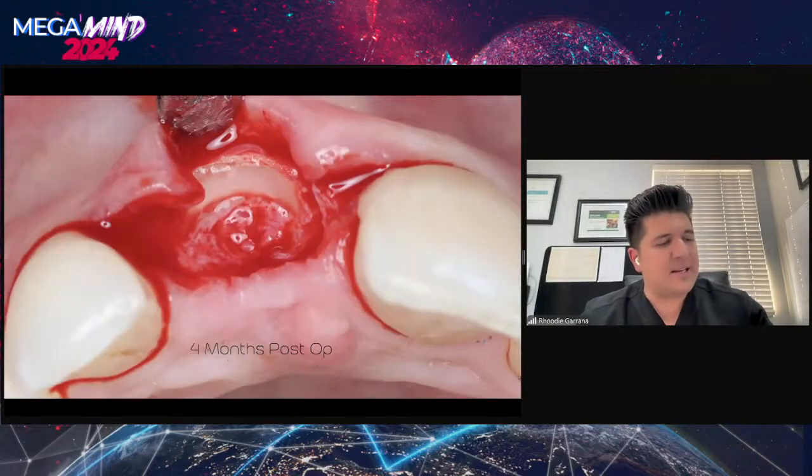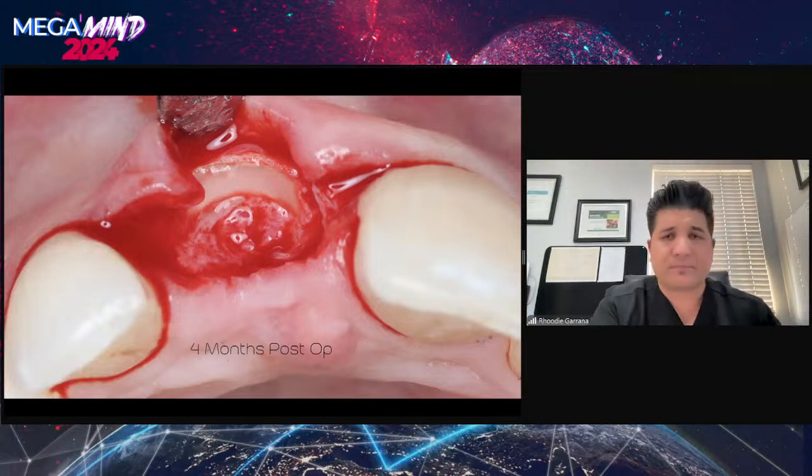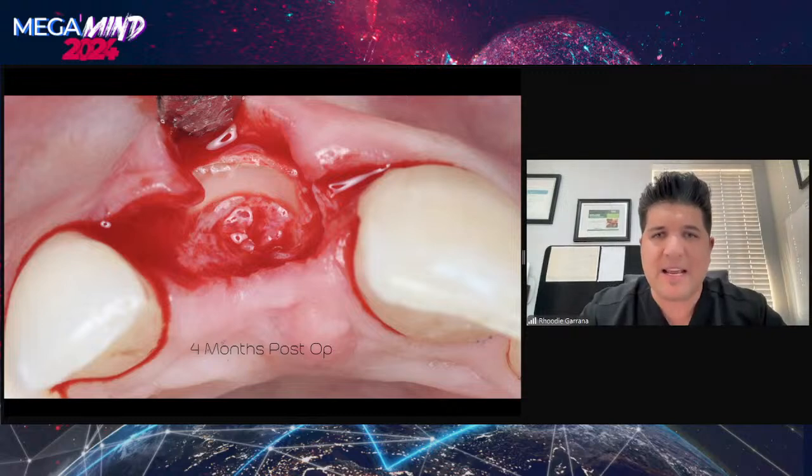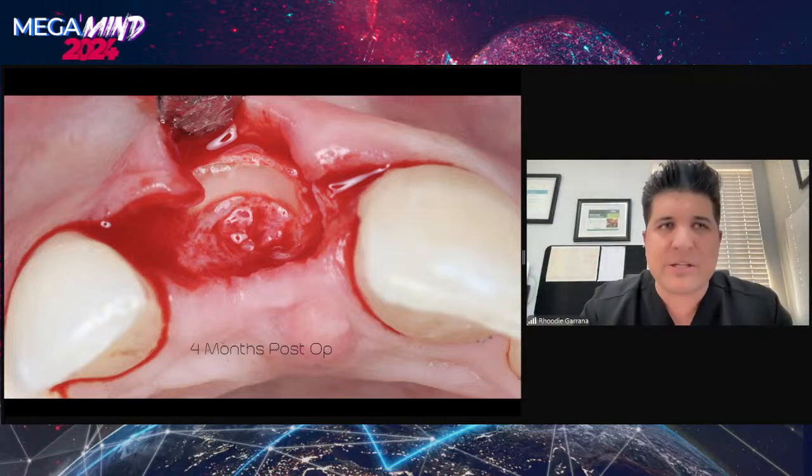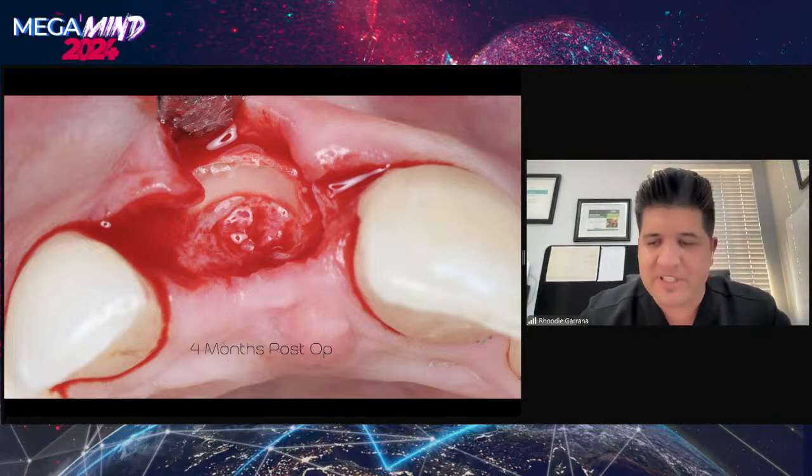Four months later, we opened up the site, and we are pleased to see that there is solid, vascular bone in that area. We can see the shield, and we can see bone on the buccal part of that shield. So we've achieved a functional ankylosis of that shield, and we've maintained 100% of the volume that we set out to maintain.